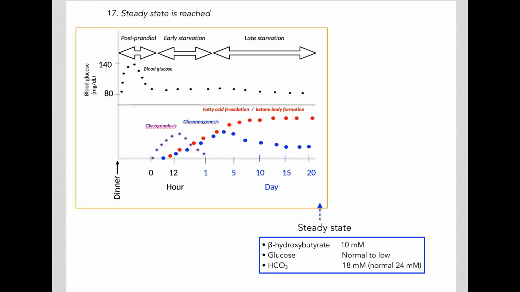And eventually, as starvation progresses, we reach a sort of steady state where the beta-hydroxybutyrate concentration is about 10 millimolar in the bloodstream. Glucose concentration is usually in the normal to low range, so we're talking about around 50, 60 milligrams per deciliter, while the bicarbonate concentration is on the low side, about 18 millimolar, instead of the normal of about 24 millimolar.